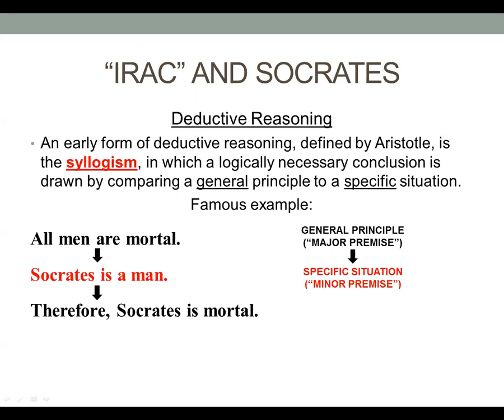Socrates is a man. And so the third step is to draw a necessary conclusion from the first two statements. And that conclusion is, therefore, Socrates is mortal. So if all men are mortal, and if Socrates is a man, then it necessarily logically follows that Socrates is mortal. So this is the classic example of a syllogism.